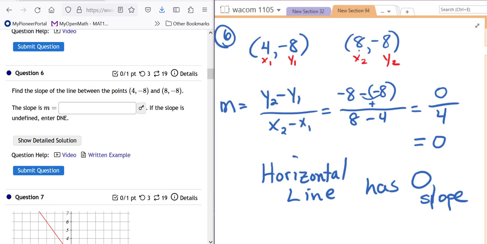So, we'll check. Just make sure. So the slope is 0. Okay. And when it is undefined, you write D N E. So that's what the software is choosing.